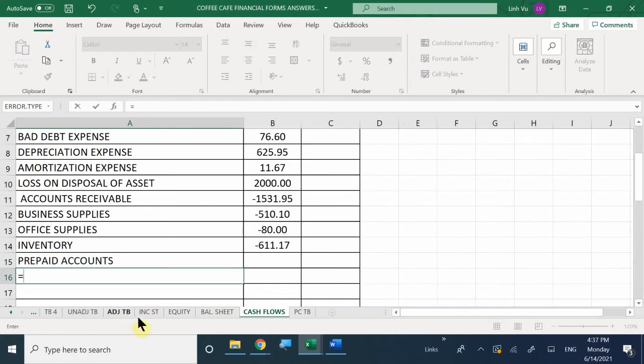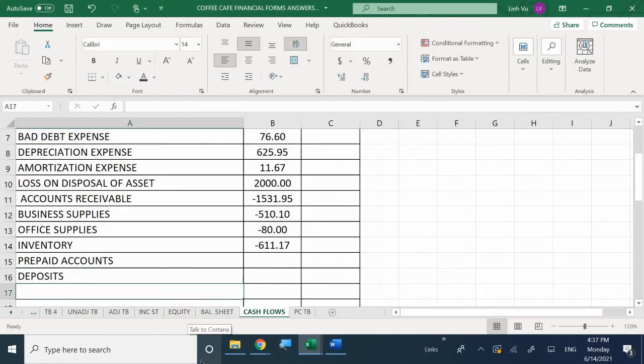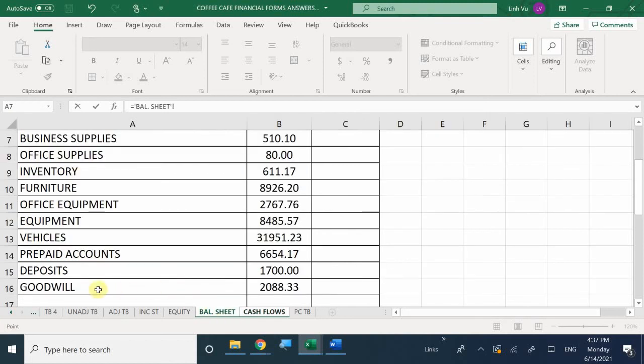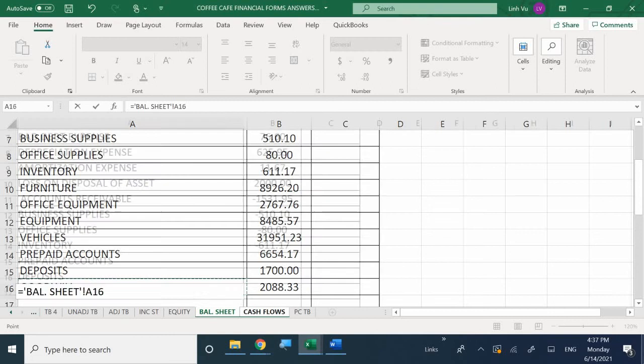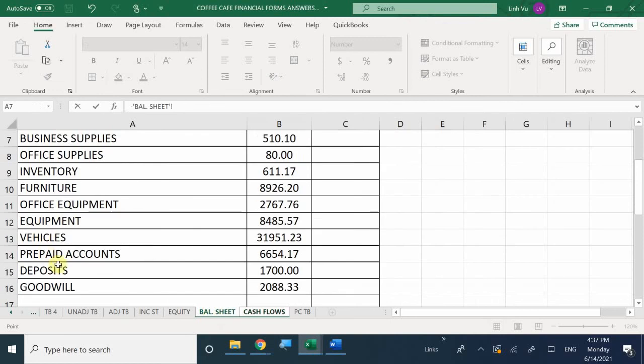Prepaid accounts, we're going to add back, okay? Or in this case, we're going to subtract out. We have deposits as my other assets. We also have goodwill, okay? Now, of course, we're going to subtract these values out because once again, prepaid accounts include rent I've already paid for, insurance expense I've already paid for. I don't have that money anymore.